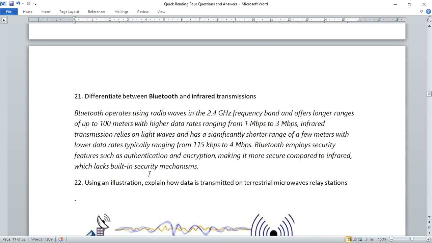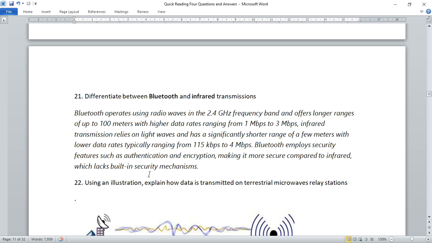Differentiate between Bluetooth and infrared transmissions. When you talk about Bluetooth, it operates using radio waves, at a frequency of 2.4 gigahertz.